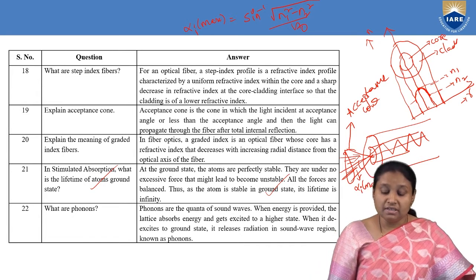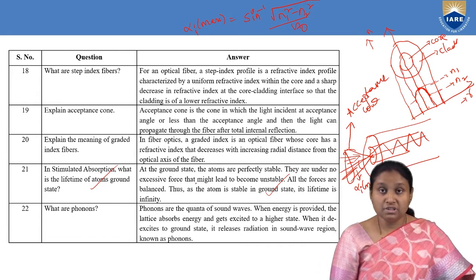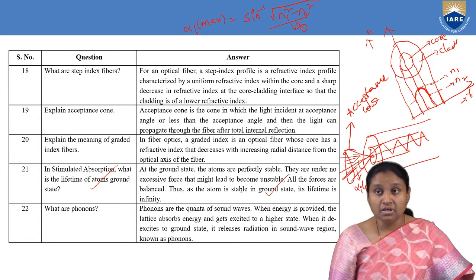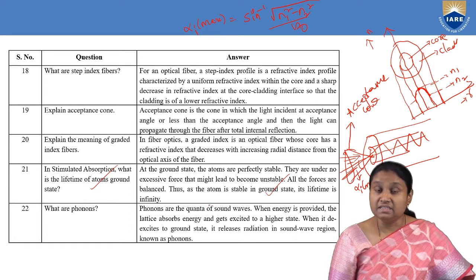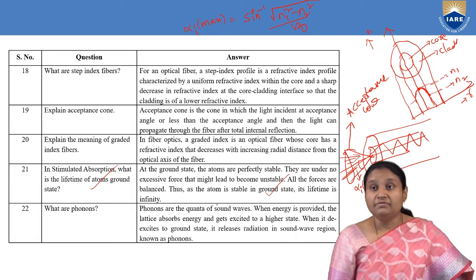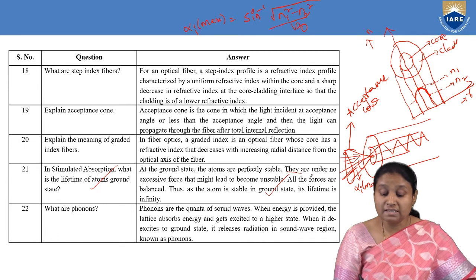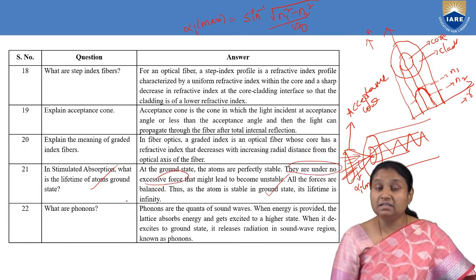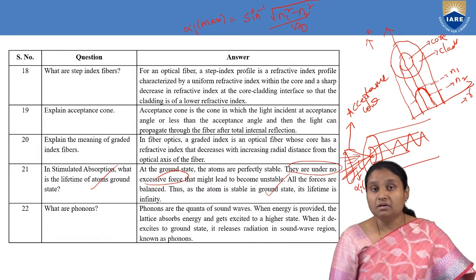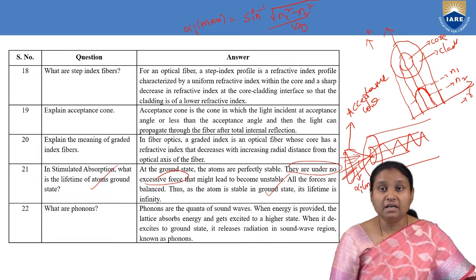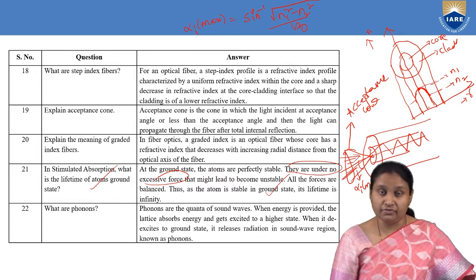Now what you will observe here is, suppose if we apply force, then they become unstable. If all the forces are balanced, then the atom is stable in the ground state, and its lifetime is infinity. So here, lifetime: suppose we are not supplying any external energy, any stimulus energy, then atoms will try to stay in the ground state. So that's why we'll say that the lifetime of the ground state is infinity.